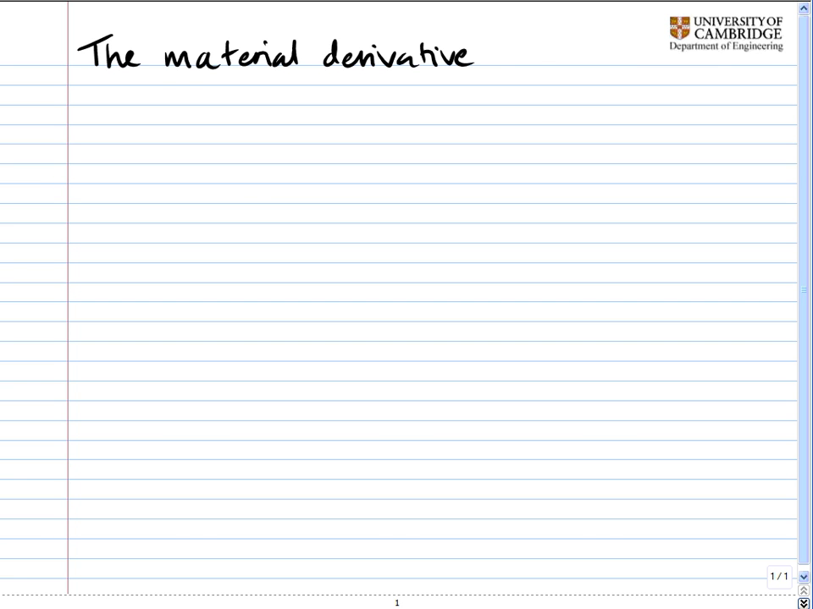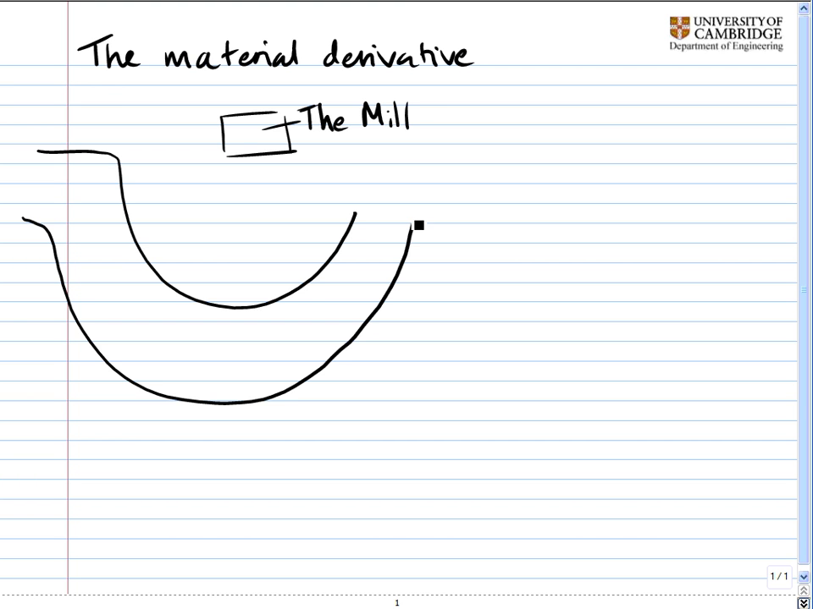The material derivative is a very useful concept because it captures the conceptual leap between thinking of blobs of fluid moving around and thinking in terms of velocity fields, pressure fields, etc. Now, like many concepts, it's very, very simple, but it can take a while to truly understand it. So it just helps by looking at lots of examples.